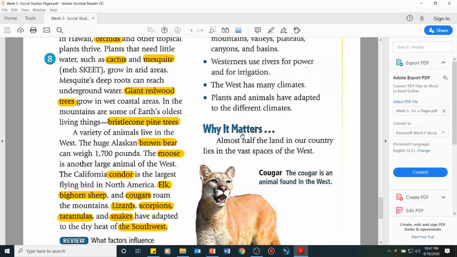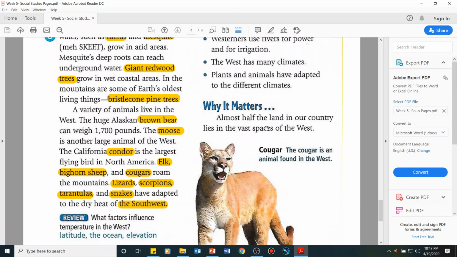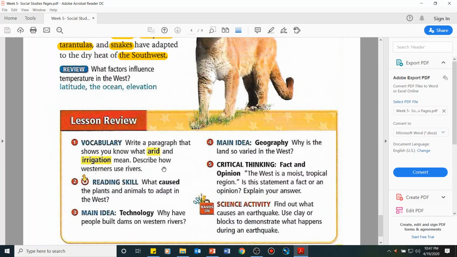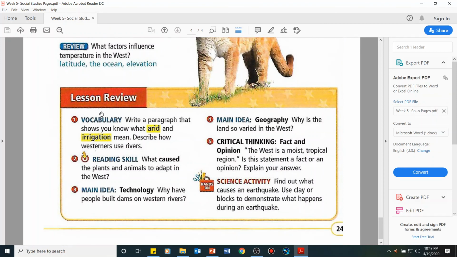Why does it matter to learn about the West? Almost half the land in our country lies in the vast spaces of the West. So to finalize the ideas that you're going to learn for today, please just read the vocabulary and the reading skill, the main idea in the lesson review, and prepare for the Socrative task on Wednesday. Okay, so I'm going to close this right now.